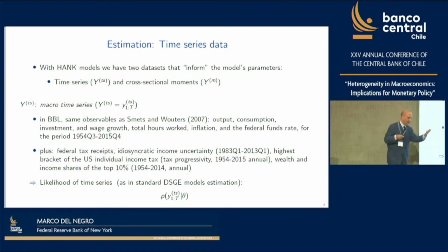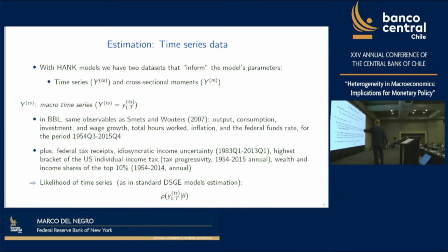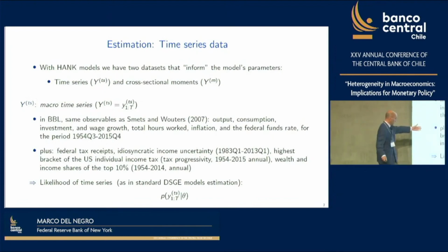And so essentially that implies that the method, in terms of econometrics, is standard: Kalman filter for the various time series. And by the way, in terms of time series, they use the standard Smets-Wouters observables, which you all know, plus a bunch of additional variables. Some are related to taxes, because this model is non-Ricardian, so obviously having information about taxes is extremely important. And some are of course related to inequality, in particular the wealth and income share of the top 10%.